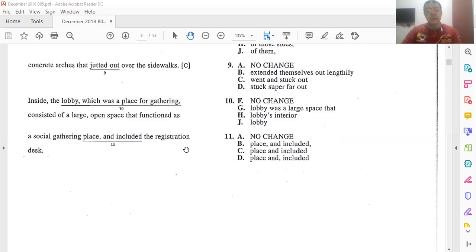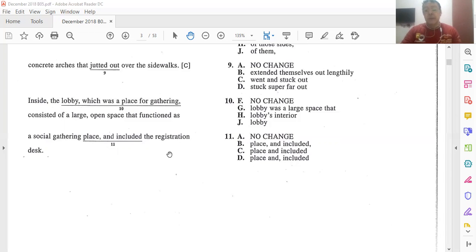All right, a gathering place and included. So it should be part of one original sentence, or one long sentence, which reads, the lobby consisted of a large open space that functioned as a social gathering place and included the registration desk, without using any other commas with "and". So the best choice is C. Remember, if we have two independent clauses and we use a comma, then we should use one of the FANBOYS like and, or, but, yet, nor, so, and so on.